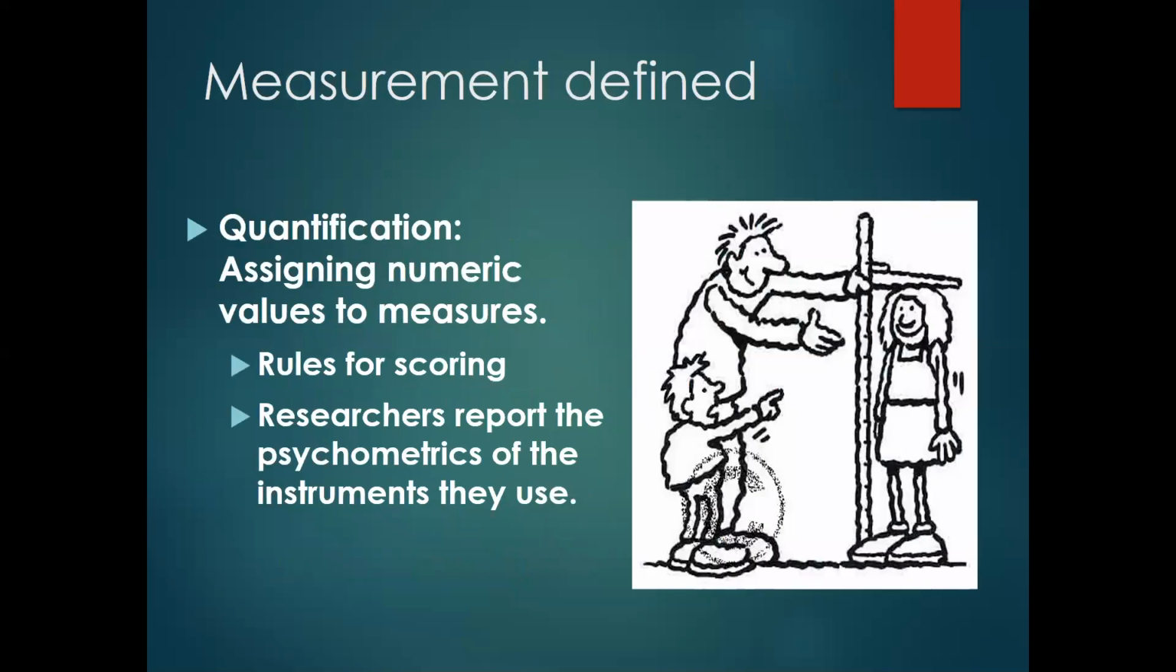Measurement is defined as assigning a numeric value to any kind of measure. You have to include the rules for how you're going to count and score that. And in our application activity, you'll see how that sometimes can be challenging. And researchers then report the psychometric properties of any instrument they're using by reporting validity and reliability statistics.